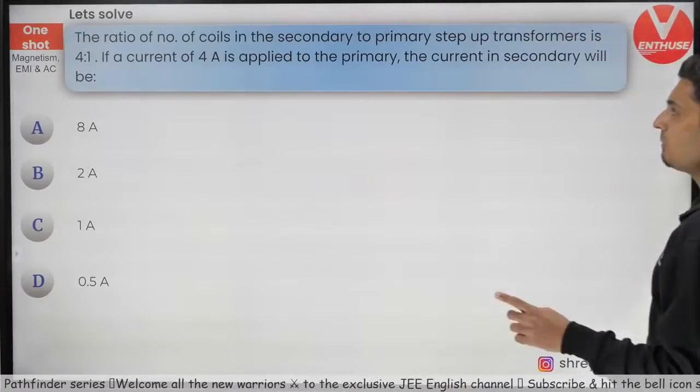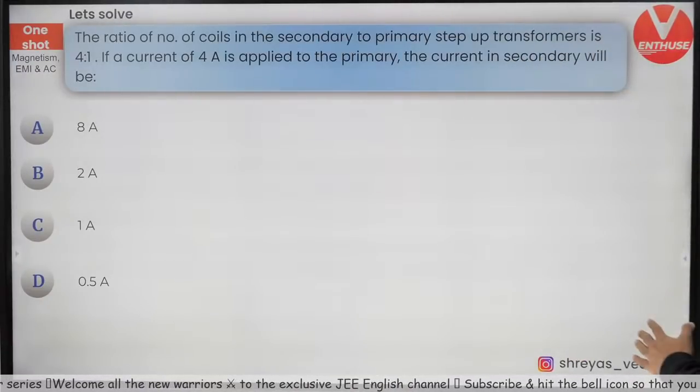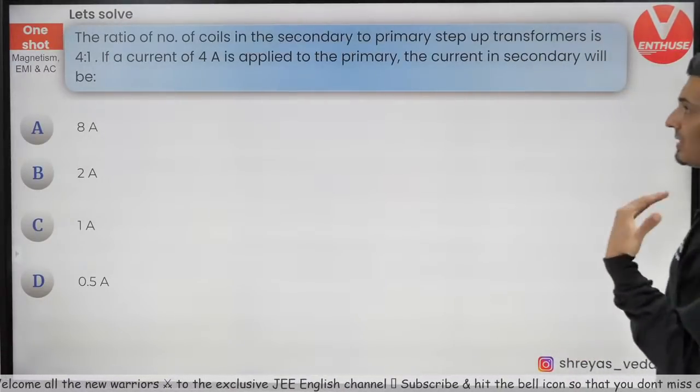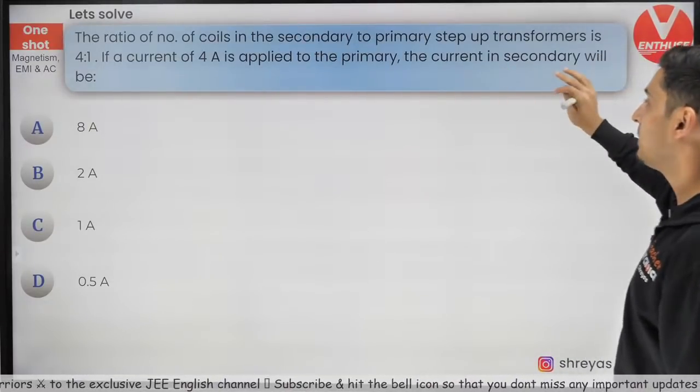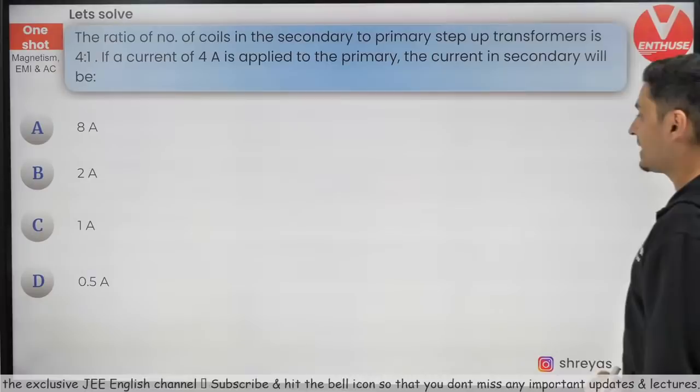The ratio of the number of coils in the secondary to primary of a step-up transformer is this much, 4:1. Current of 4 amperes is applied to the primary. How much current is there in the secondary?